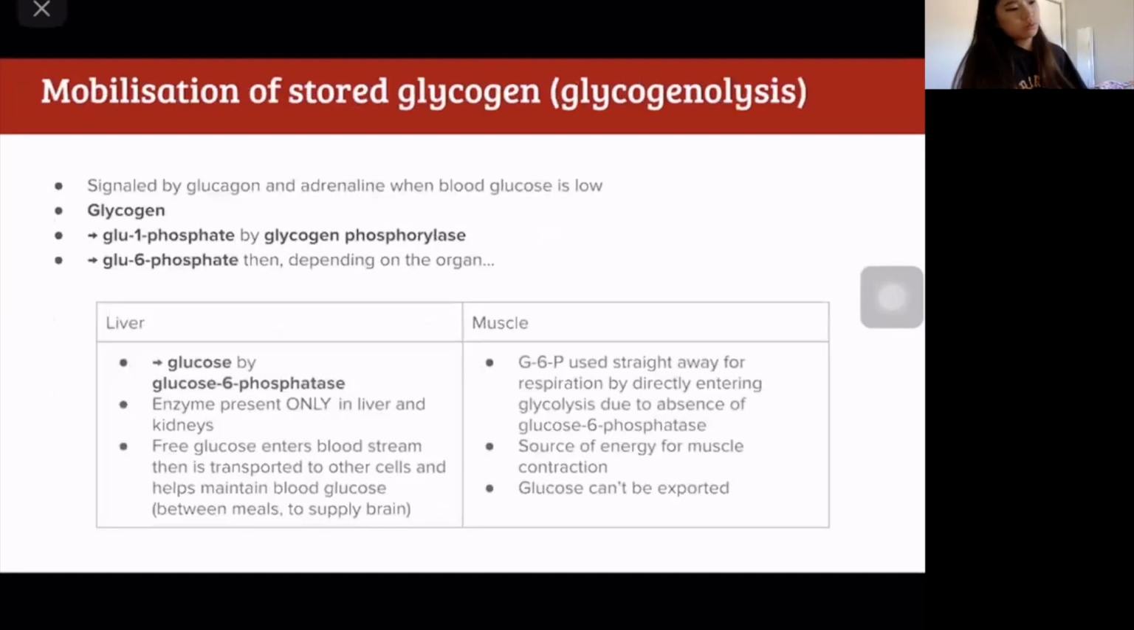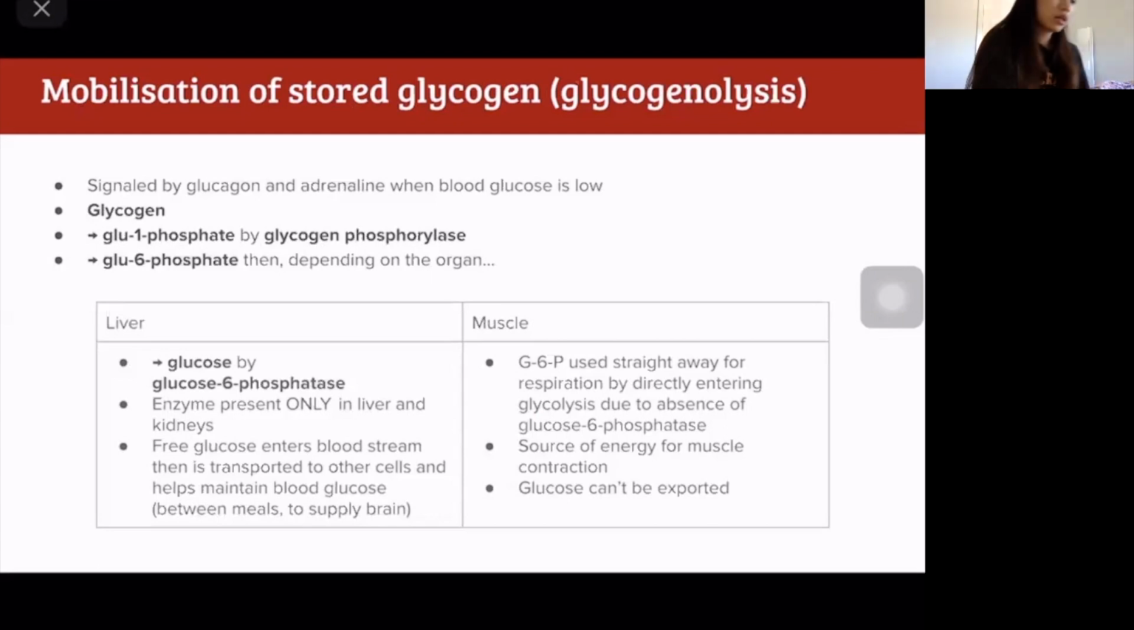Okay, so this is more important now. This is the mobilization of stored glycogen in your body, also known as glycogenolysis. This is signaled by glucagon and adrenaline when blood glucose is low. Glucagon is basically something that's synthesized in your pancreas when it realizes that your blood glucose is low and that you need energy.